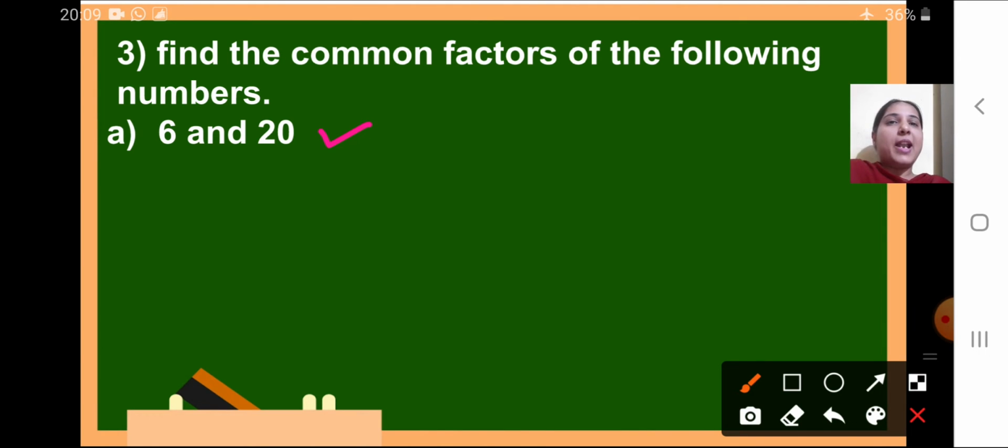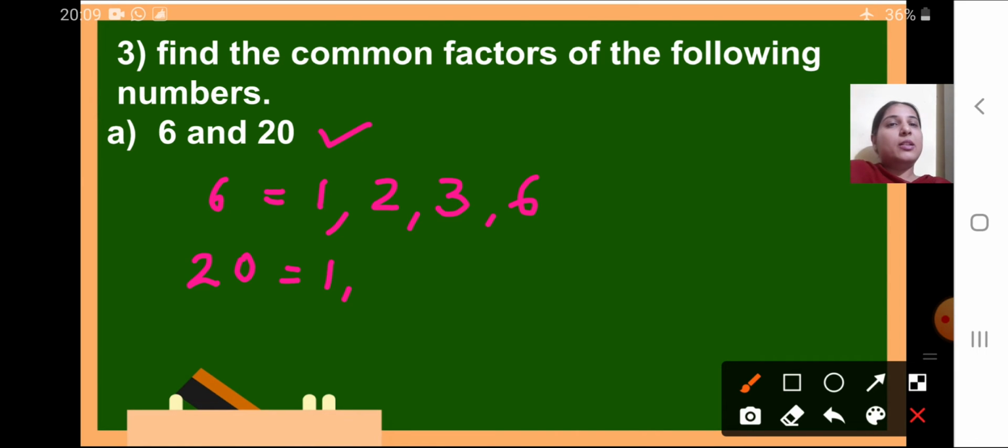So first we will write the factors of number 6. So 1 is the factor of every number. Then 2 3s are 6, so 2 and 3 both are factors of number 6, and then number 6 itself. Okay. Now let's take the second number, which is 20. Now we will write the factors of number 20.